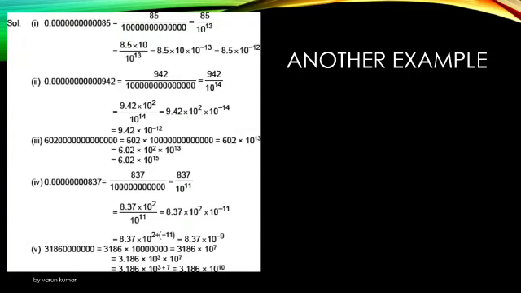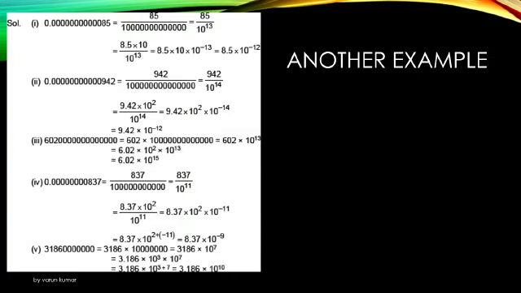See another example, a very small number, 0.00000000000000942, that is 14 zeros and after that 942. So we can write 942 as 942 by 10 to the power 14.